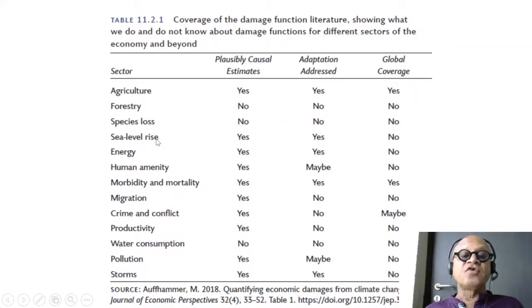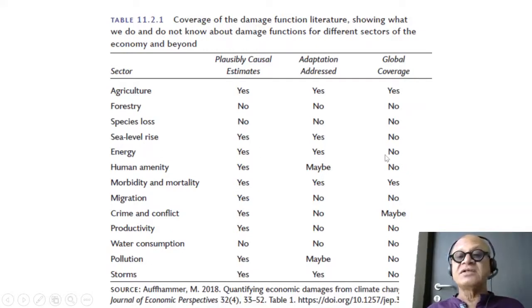Non-market good. Forestry is a market good if you cut the tree and sell it, but if you just leave it there and it's taking up carbon and it's offering a pleasant environment for people to visit, then how do you put a value on it? What is the value of a tree that's standing? If you cut it and make furniture, you know the value. Otherwise, how do you put a value on it? So the damage function from climate change to forestry is not very easy. Species loss, as we said before.